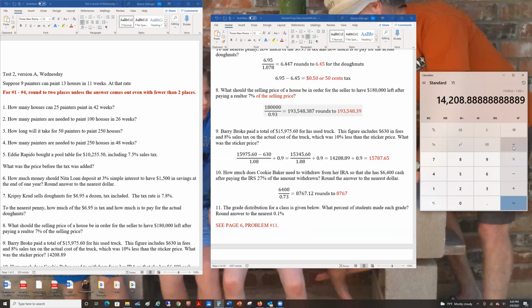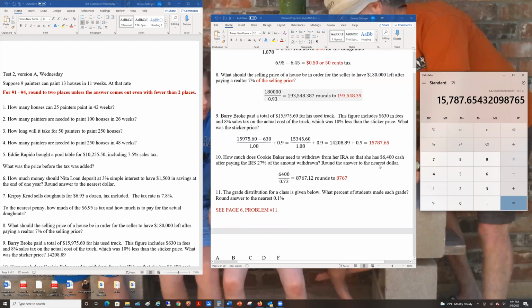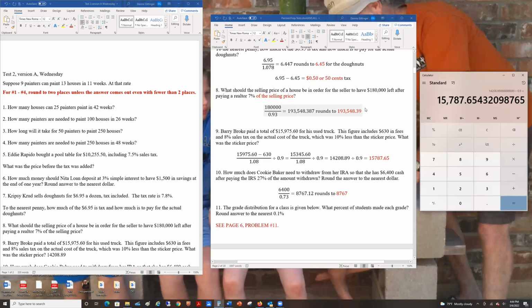Look at every number. And oh my goodness, if you wanted to, you could round that off to 14,208.89 because the 8 is big enough. Or you could simply just divide it right away. If you get within a penny, that's fine. Divide it by 0.9. And you get 15,787 and 65 cents. Ta-da! All right, number 10, believe it or not, is just like number 8.